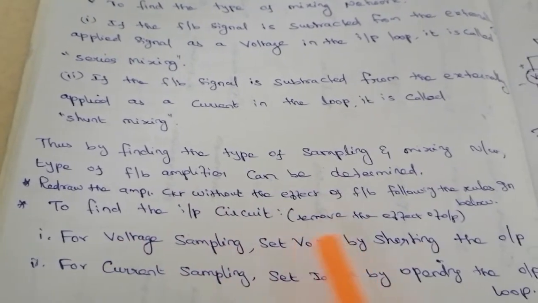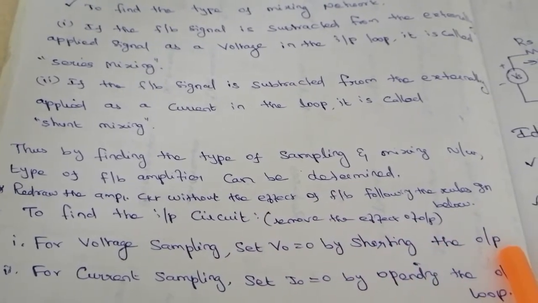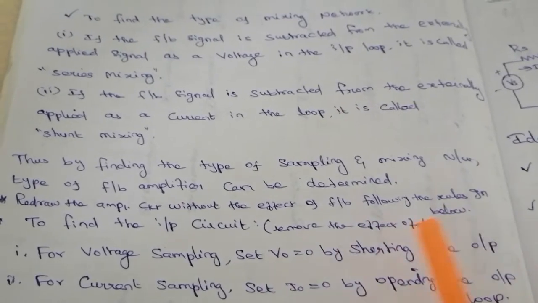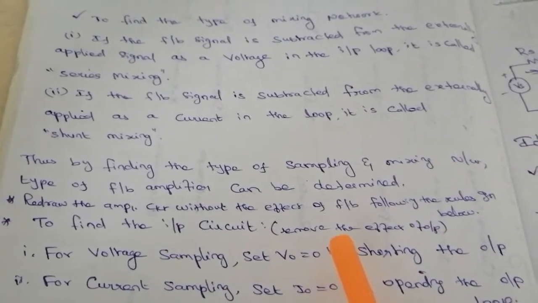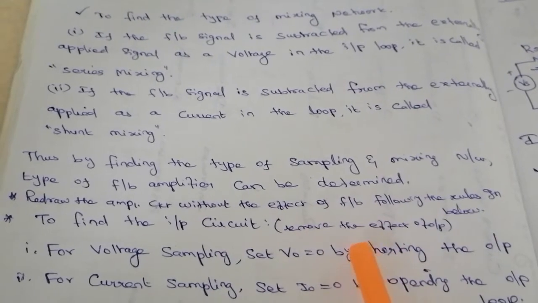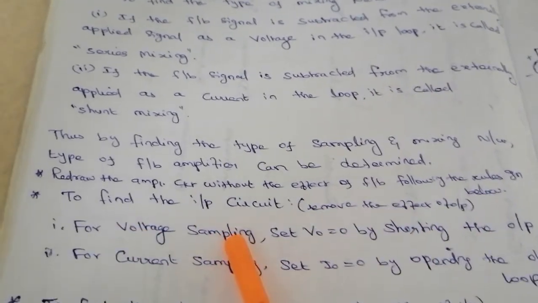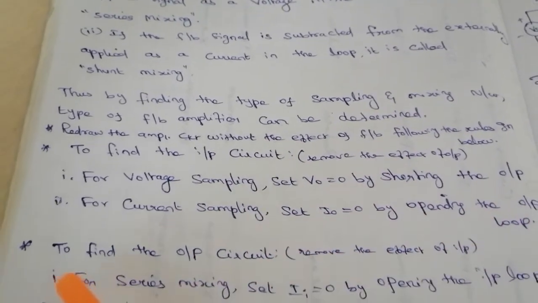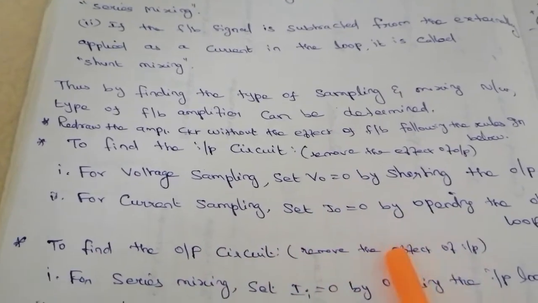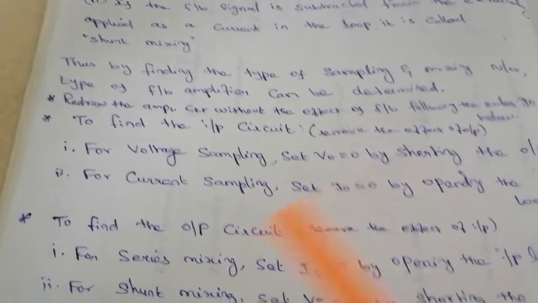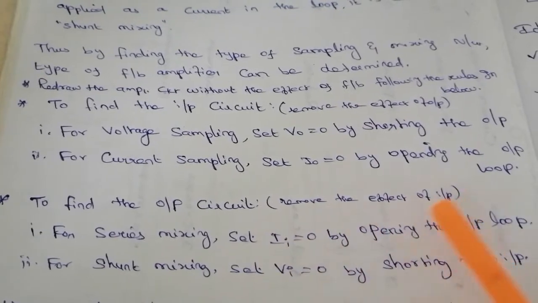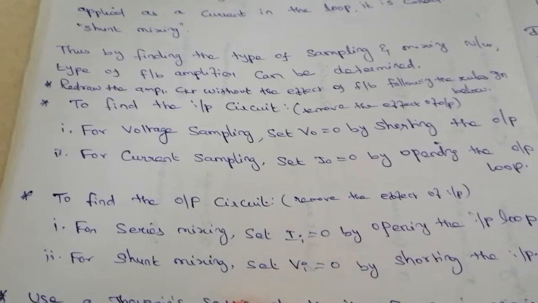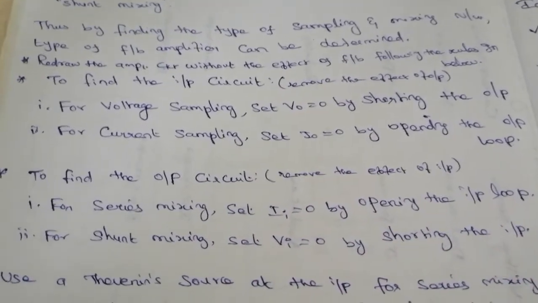For voltage sampling, set V naught equal to 0, shorting the output. Okay. So if we short the output, that means V naught equal to 0, then the feedback signal also 0. Feedback voltage Vf equal to 0. Then it is called a voltage sampling. Then current sampling means set I naught equal to 0 by opening the output loop. Similarly, for finding the output circuit, remove the input effect. So for series mixing, set Ii equal to 0 by opening the input loop. So current means open the input circuit. Voltage means shorting the input circuit, right?